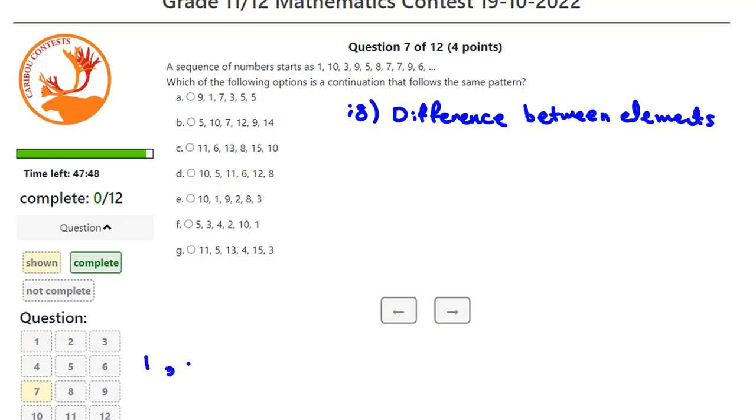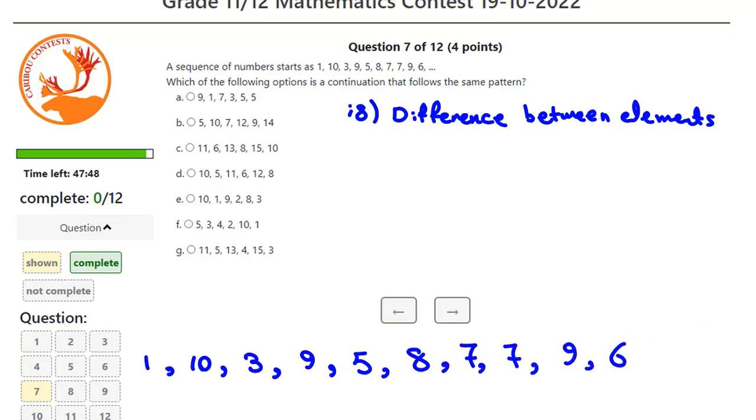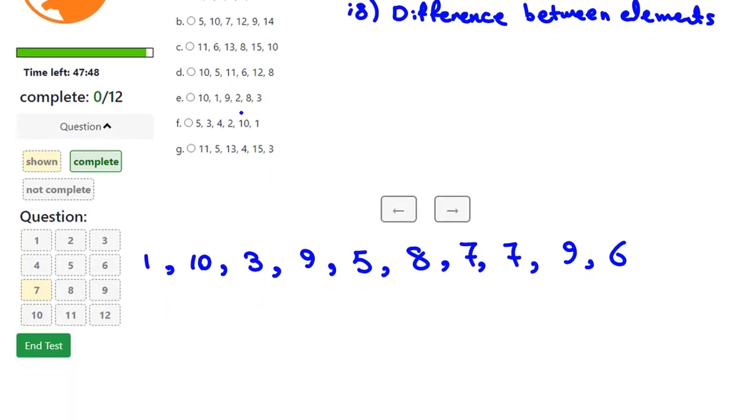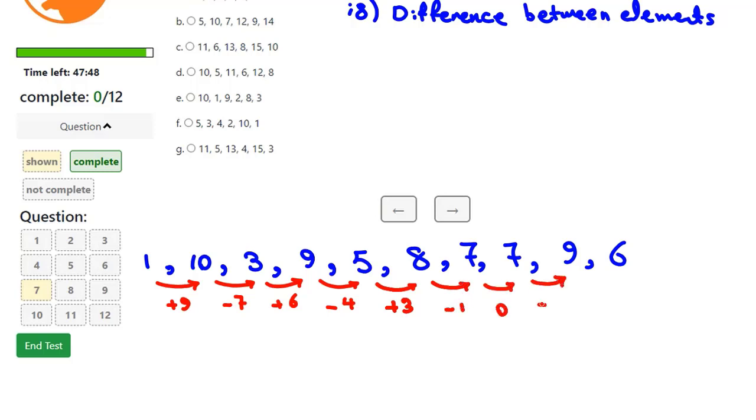Here we have 1, 10, 3, 9, 5, 8, 7, 7, 9, 6. Now let's consider the differences between them. 1 to 10 is plus 9. 10 to 3 is negative 7. 3 to 9 is plus 6. 9 to 5 is negative 4. 5 to 8 is plus 3. 8 to 7 is minus 1. 7 to 7 is 0. 7 to 9 is plus 2. 9 to 6 is minus 3.